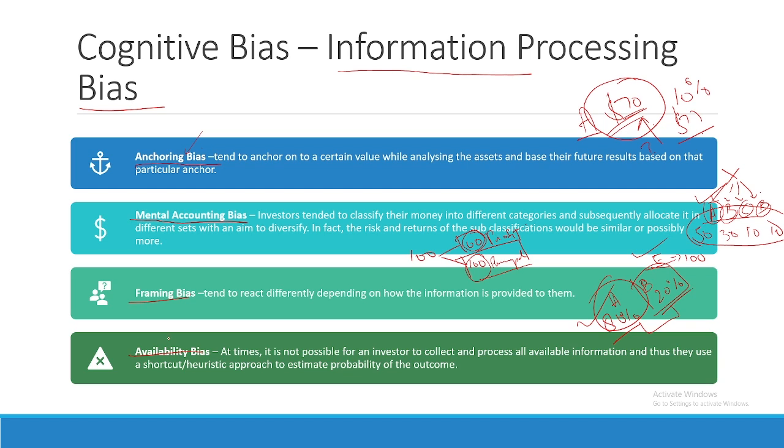Another bias that we deal with is availability bias. This comes from the fact that an investor in reality cannot collect all the available information, because all the information is actually not accessible, and it's not even feasible for somebody to process everything in one go. So what a lot of people do is they'll just go with a rough estimate. That rough estimate is called a shortcut or a heuristic approach to estimate the probability of their outcome.